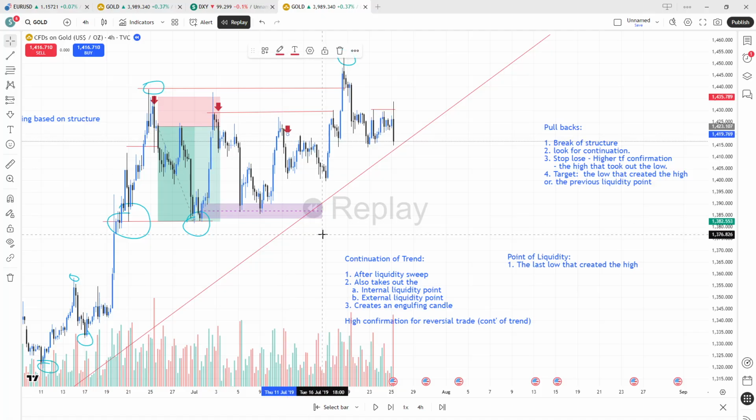Sell entry. And how many buy entries do we have? Well, we have 1, and then we have 2, right? Our target one is going to be somewhere up here, and target 2. And then this is the pullback after the sweep right here.